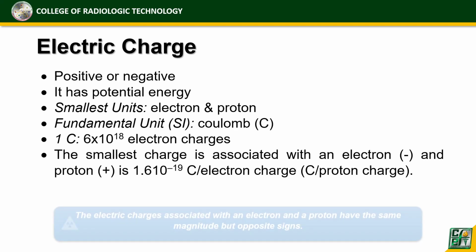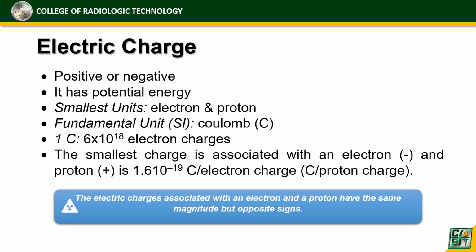Okay? The electric charges associated with an electron and proton have the same magnitude but opposite sign. So yun nga yung sinasabi ko sa inyo kanina na dito na pareha sila na 1.6 times 10 to the negative 19, mababago lang yung kanyang sign, either negative for electron charge or positive for proton charge.